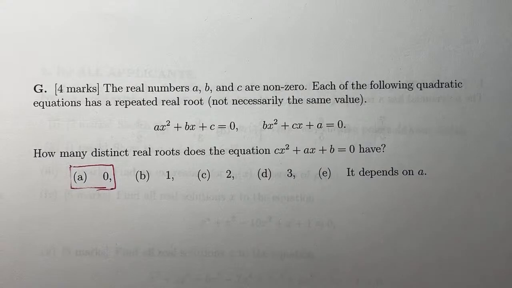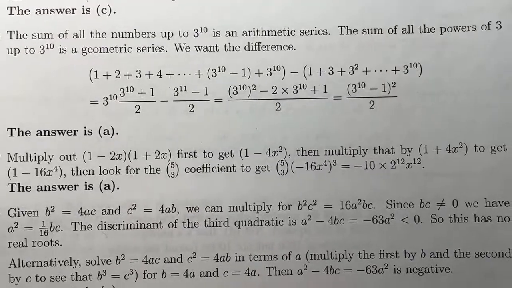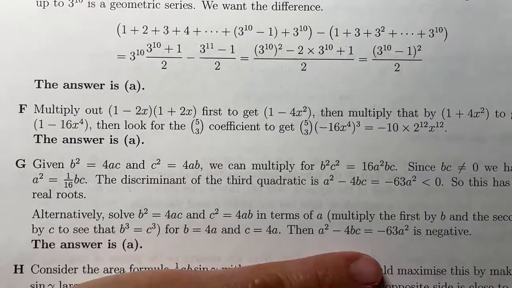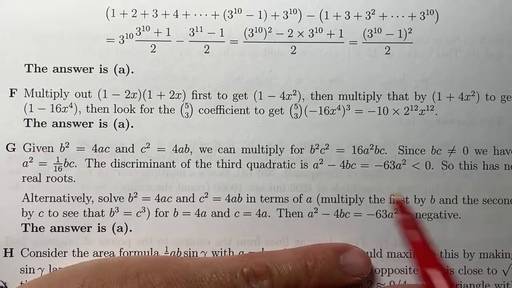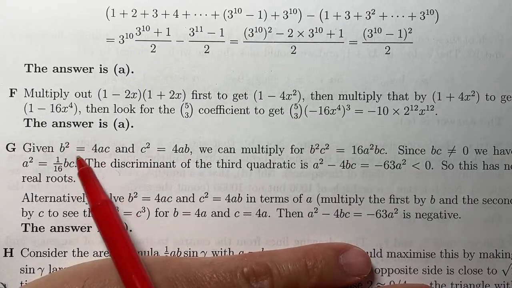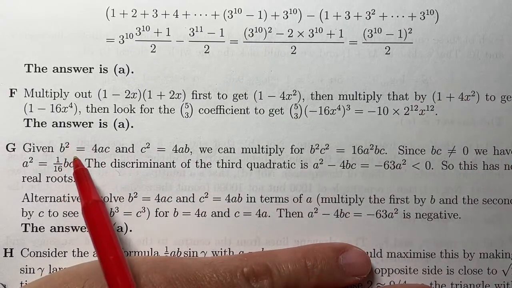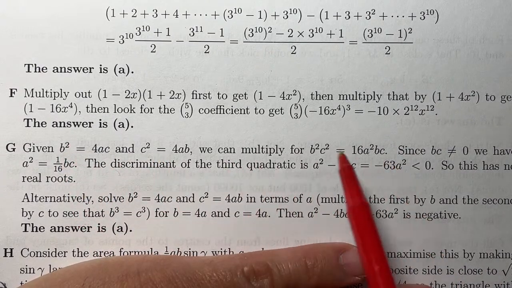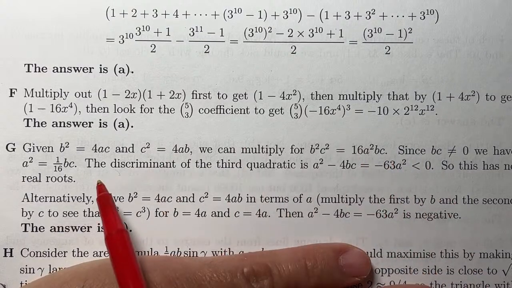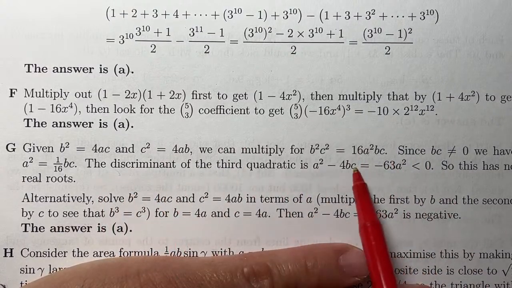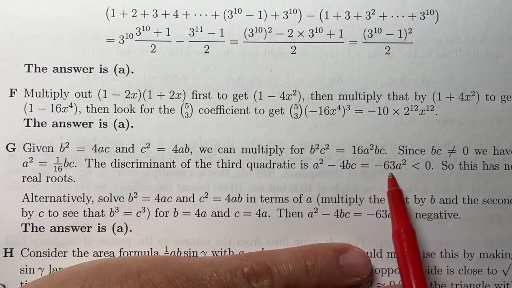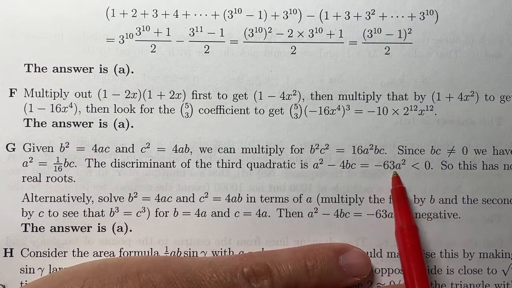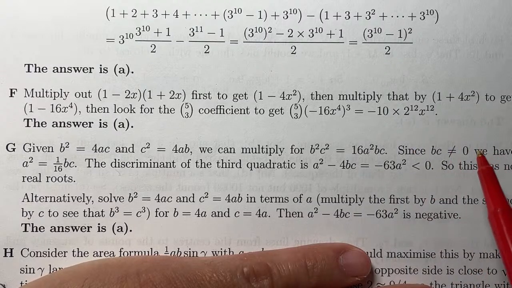Yep. You guys want to see the solutions? I'll cover this. You guys won't see it. It looks like this. Right, b squared minus 4ac, in order to have a repeated root, it has to be equal to 0, so b squared equals 4ac, likewise for this. And then just do some algebra work, and you will see the discriminant of the third quadratic is negative 63a squared, and this is always negative, because a is not 0. So it has no real roots.